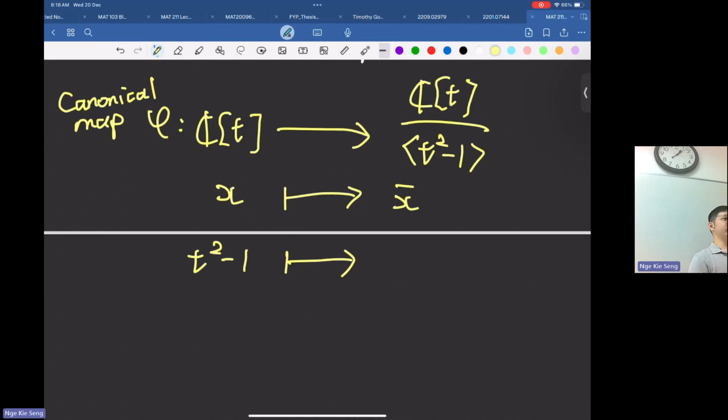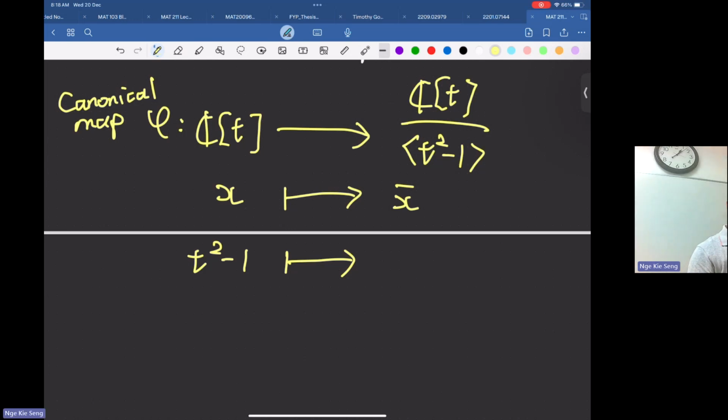So inside the quotient ring, what is equivalent to the identity? What is equivalent to the identity? The identity coset is what? The ideal generated by t squared minus 1. Right, so t squared minus 1 is inside this ideal, so it is in the identity coset.